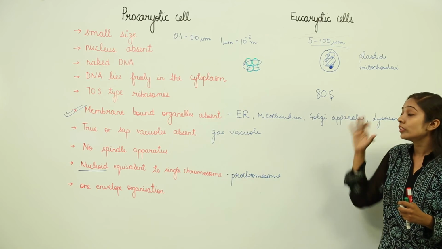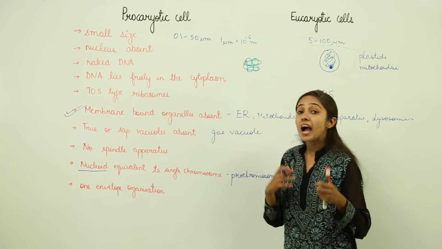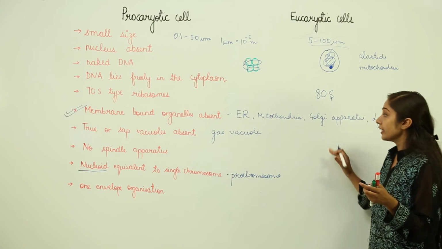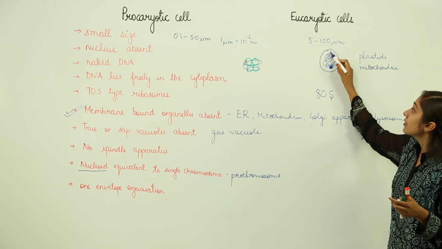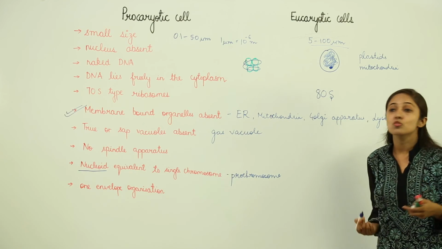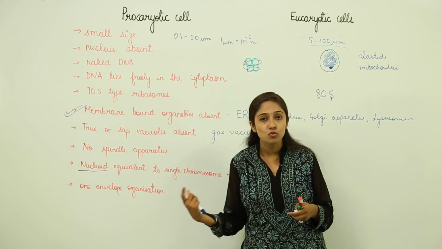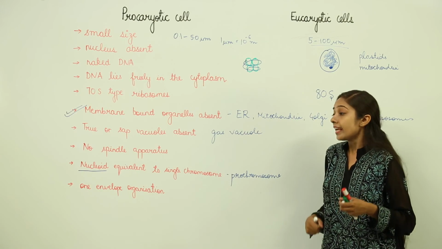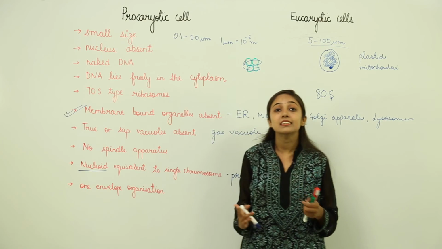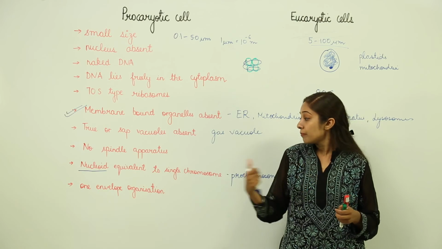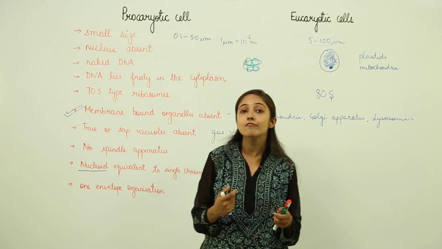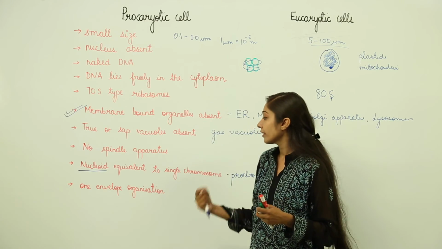But in eukaryotic cells, we have chromatin, and in chromatin we have many chromosomes, right? So in a eukaryotic cell's nucleus, we have chromatin material, and this chromatin material consists of many chromosomes. It's not equivalent to a single chromosome as in prokaryotic cells. Then a prokaryotic cell has one envelope organization, meaning it has one envelope. But in a eukaryotic cell, we have a two envelope organization, right?